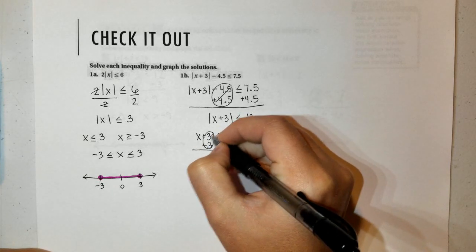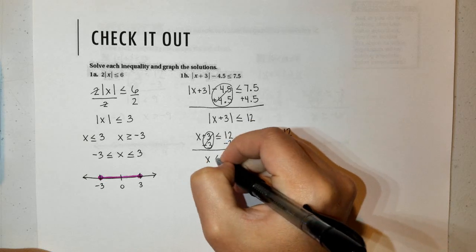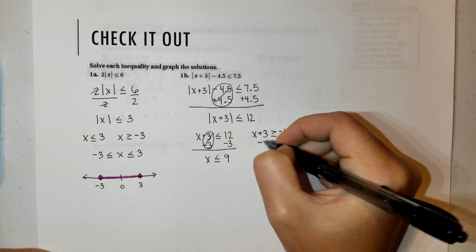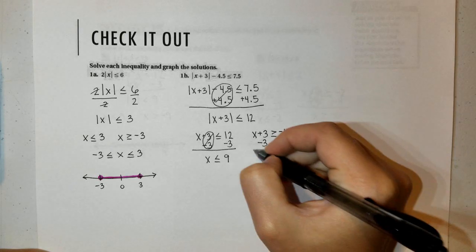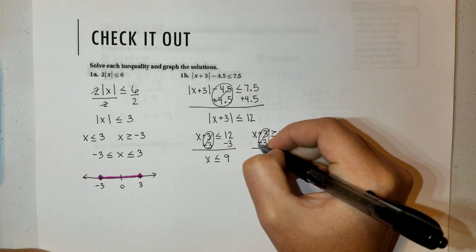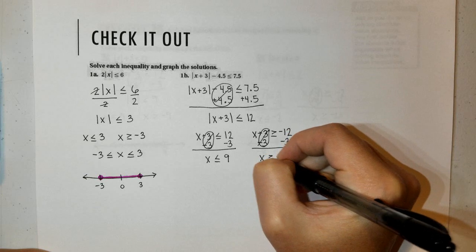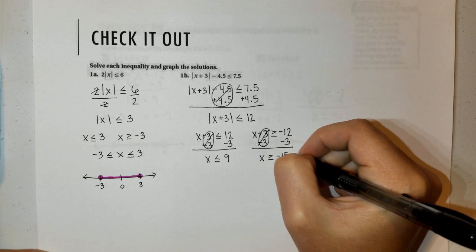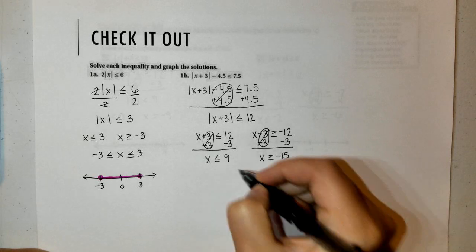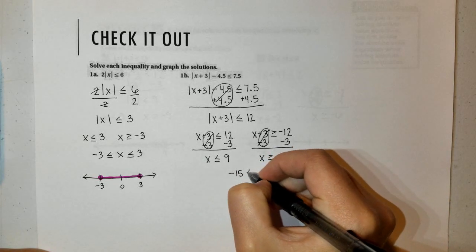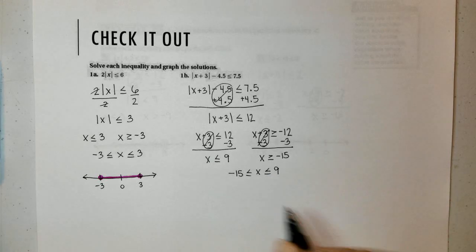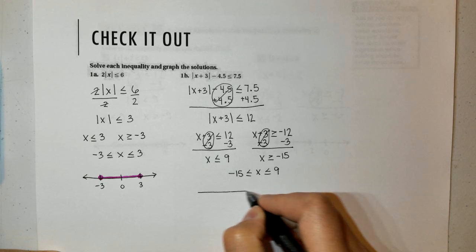3 minus 3 gives me 0, so I'm left with x, which is less than or equal to 12 minus 3, which is 9. Second one, subtract 3 from both sides. 3 minus 3 gives me 0, so I'm left with x, greater than or equal to negative 12 minus 3 gives you negative 15. So here, negative 15 is less than or equal to x, which is less than or equal to 9. So you can write them separate, or you can combine them into one statement.